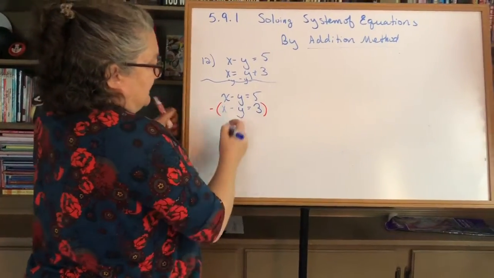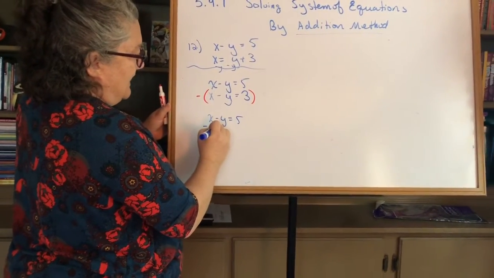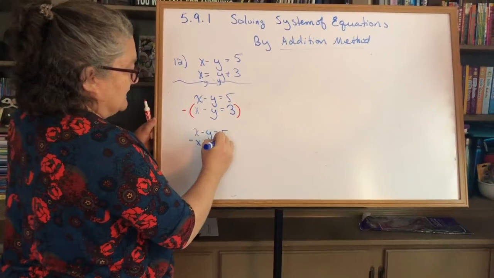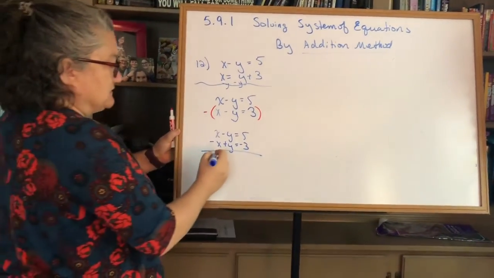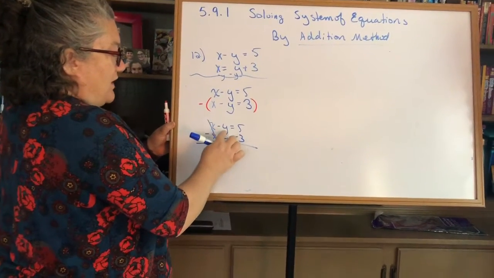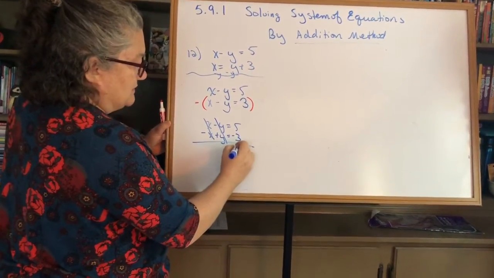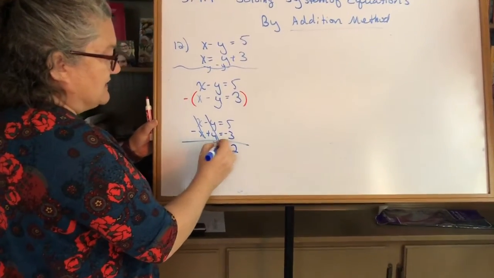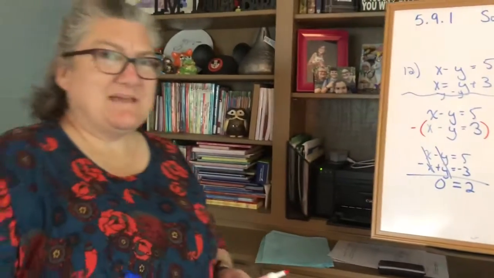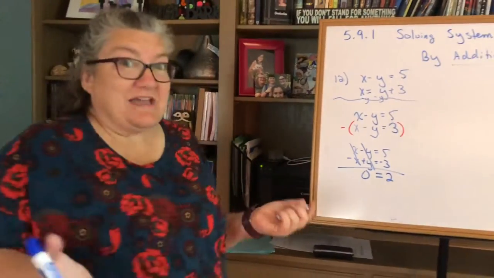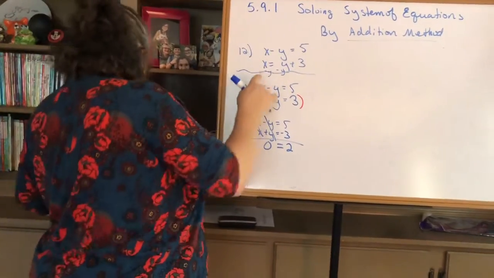So then this would be x minus y equals 5. Negative x plus y equals negative 3. Okay? X minus x, well, that went away. Negative y plus y, well, that went away. Equals 2. So I have 0 equals 2. Did I make a mistake? Let's go back and check because that looks weird. Let's make sure I didn't make a mistake. Let me double check the problem.